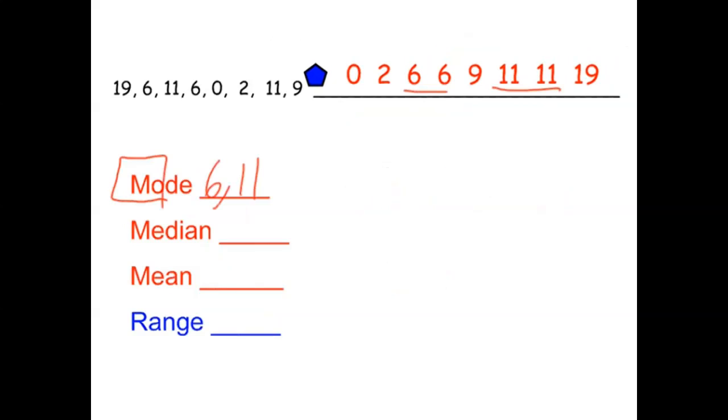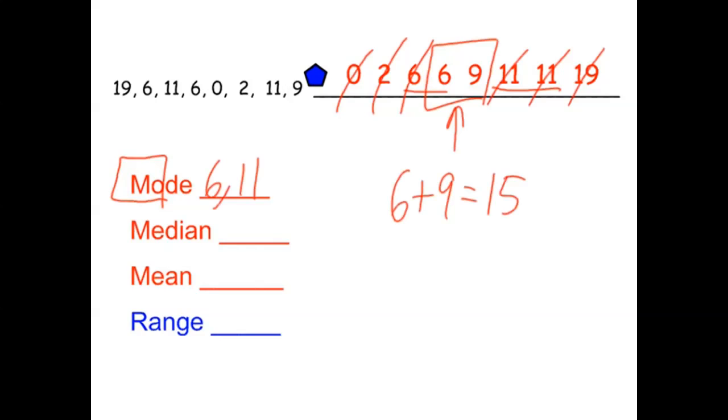The middle number, let's find out what the middle number is. I'm going to work my way to the middle. Now we have a tie, and we have a tie between 6 and 9. So what we do is we're going to take the average of 6 and 9. So 6 plus 9 is 15, and 15 divided by 2 is 7.5. So our median for this data set is actually 7.5.